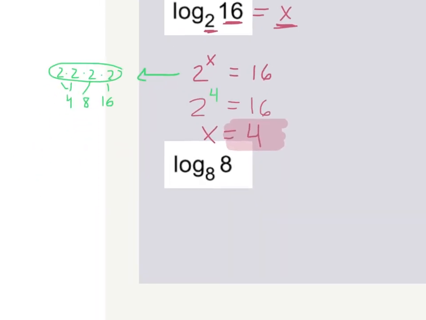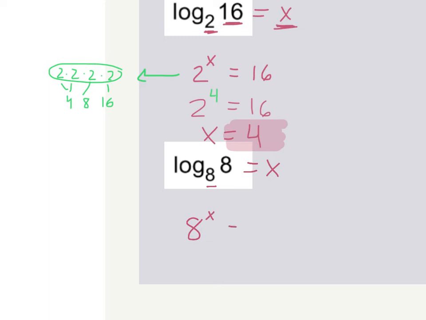Let's look at our next example. So this is going to be equal to x, because that's what we're trying to find. We're trying to find what log base 8 of 8 is. So we're going to get our base from the basement. Our exponent is going to be on the other side of the equals, and then that's equal to whatever is left, which is 8. So 8 raised to what power is 8?